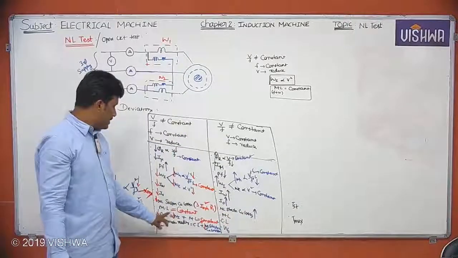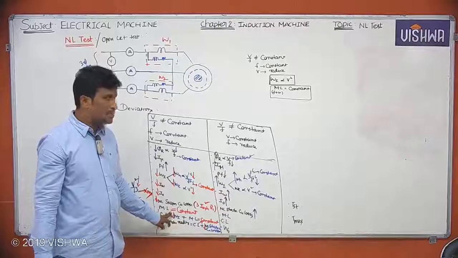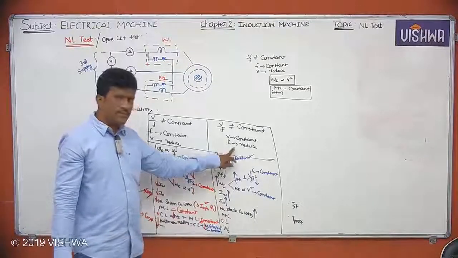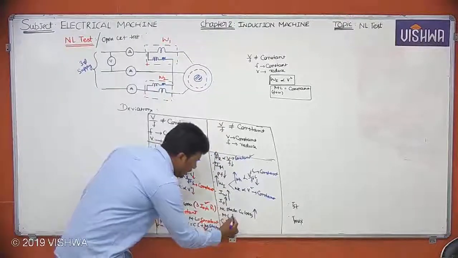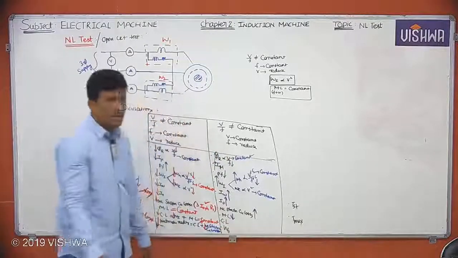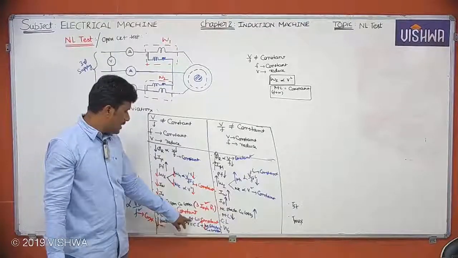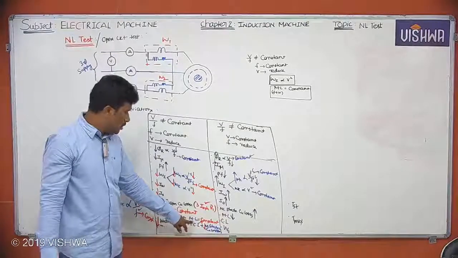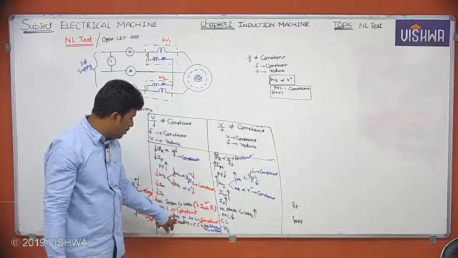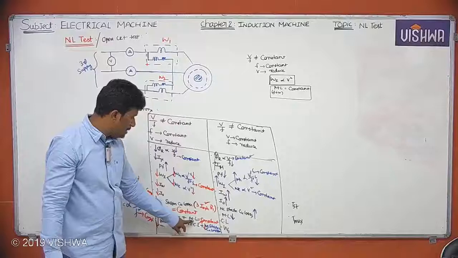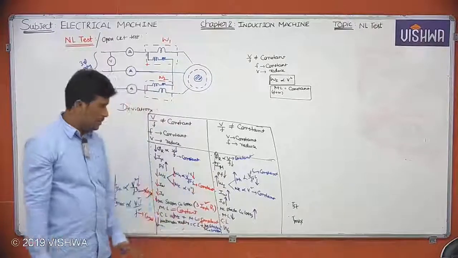What about mechanical losses? Mechanical loss depends on speed, and what about frequency? Your frequency is reducing, so mechanical loss will reduce. What about constant losses? You know constant loss equals WI plus mechanical losses. So what about the WI value? Here it increases, while mechanical losses here reduce. Observe clearly.